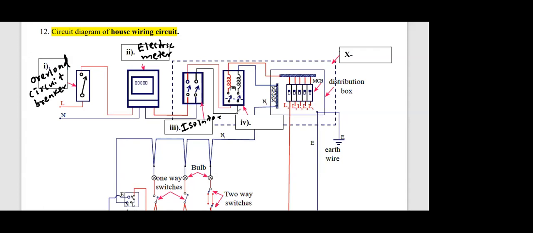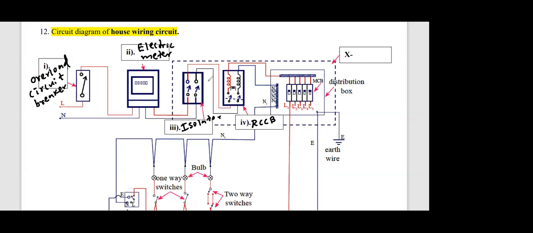After the isolator, the next component, RCCB. What is RCCB? RCCB stands for residual current circuit breaker, or sometimes we call it trip switch. So within bracket you can write trip switch. You can see there's a dotted line here, this box X. This dotted line encircles all 3. So what is encircled by this dotted line? What are the 3 sections? Isolator, RCCB, and MCB, or we call it D board, distribution box.